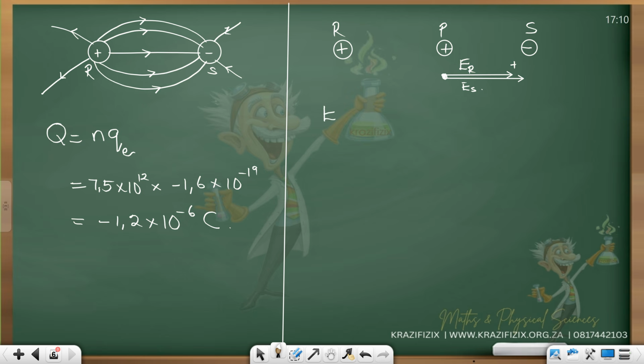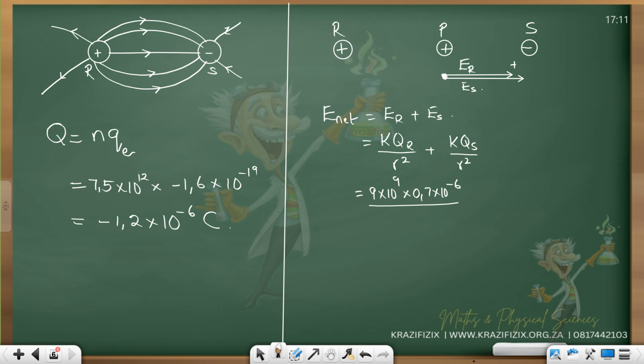So what do we know? E net will be equal to ER plus ES. What is E, by the way? kQR over r squared plus kQS over r squared. Can we just throw in the formula values? 9 times 10 to the power 9. What is QR, by the way? You don't need the signs. Oh no, sorry, I need that 0.7 times 10 to the minus 6.